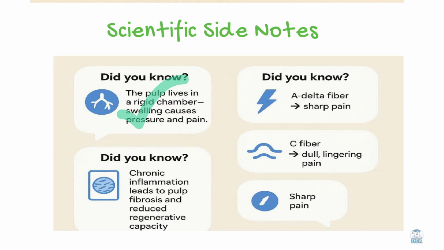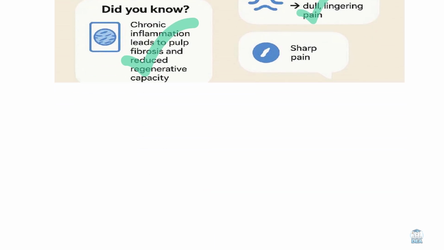Did you know the pulp is confined in a rigid chamber? Swelling has nowhere to go, which causes pain. A delta fibers trigger sharp pain, while C fibers cause dull, lingering pain. Chronic inflammation can lead to pulp fibrosis and reduced regenerative capacity. Think of the pulp as a tiny pressure cooker.